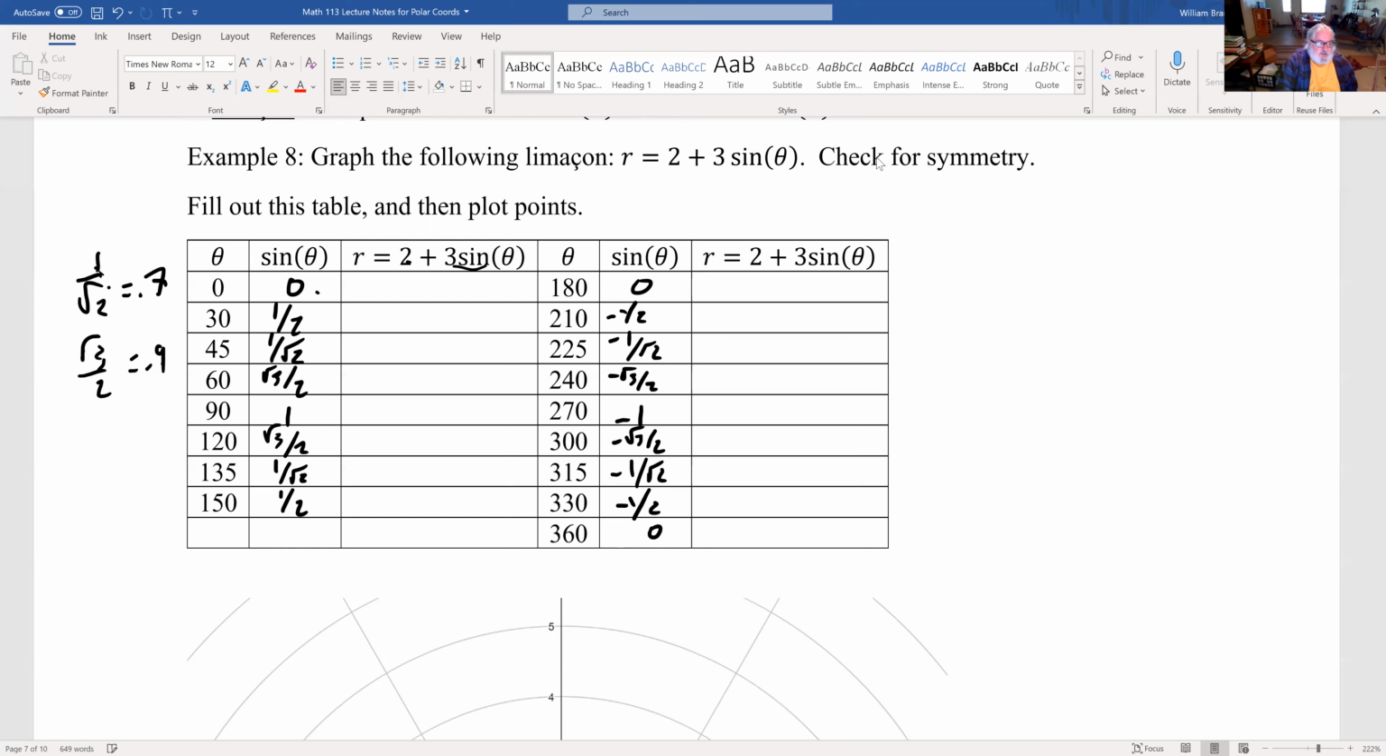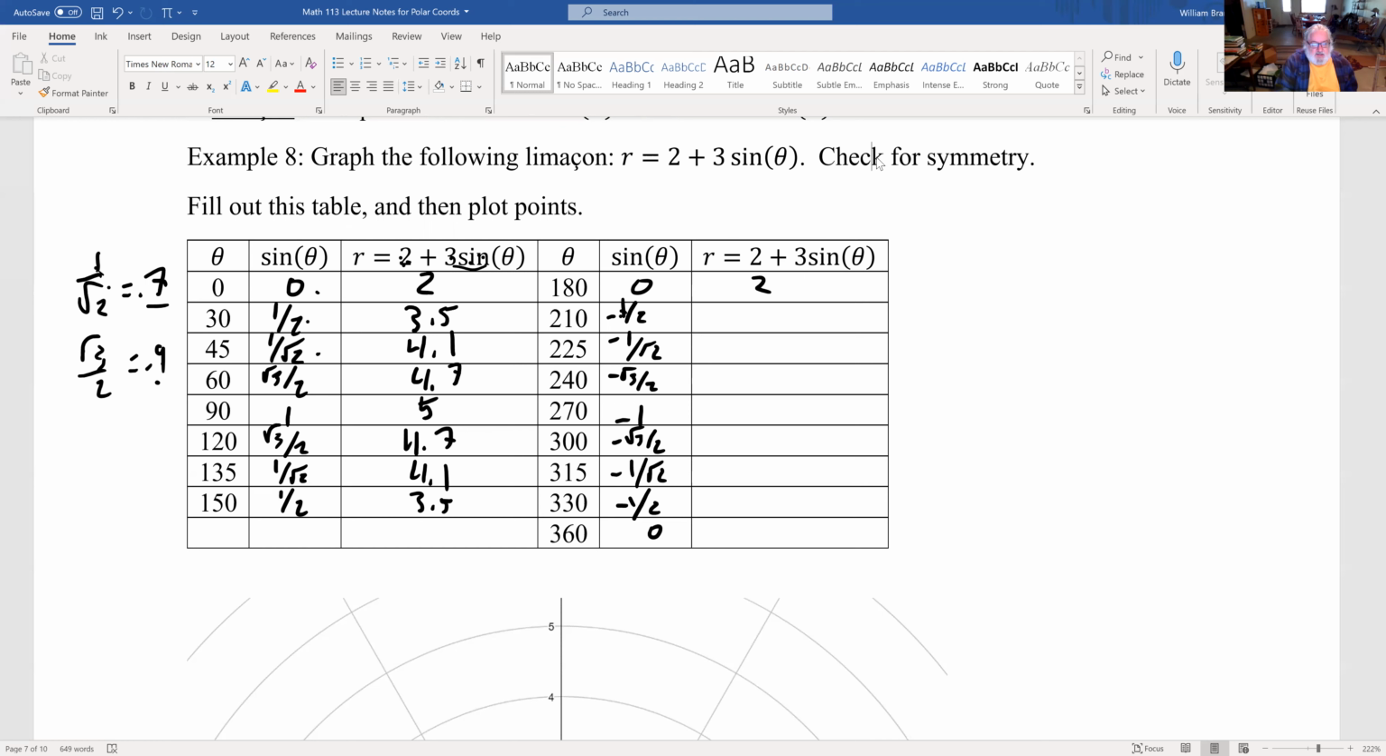So sine theta is 0, 2 plus 0 is 2. Sine theta is 1/2, 2 plus 3/2 is 3.5. Sine theta is 1 over root 2, that's 0.7, so 2 plus 2.1 is 4.1. 0.9, 3 times 0.9 is 2.7 plus 2, 4.7. Sine theta is 1, this becomes 5. So then we go back down again, 4.7, 4.1, 3.5, 2.